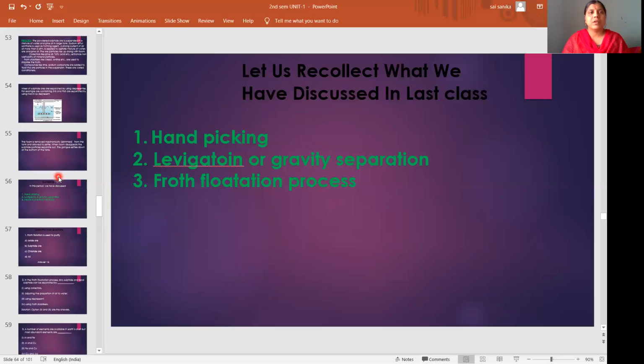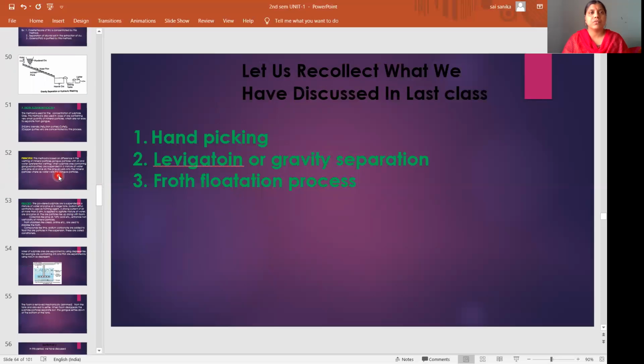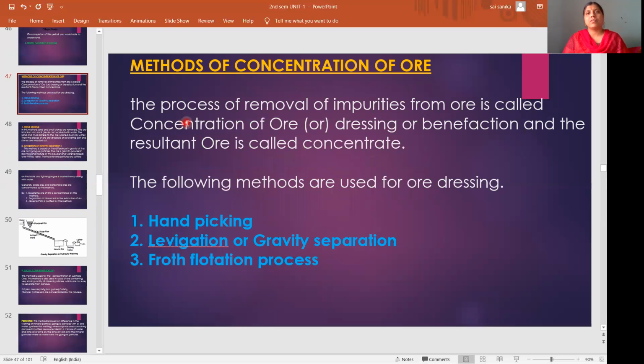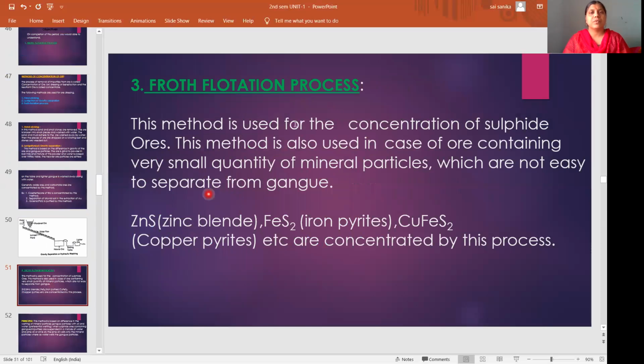This is one of the methods of concentration of ore. So what is meant by concentration of ore? The process of removal of impurities from ore is called concentration of ore or dressing or benefaction, and the resultant ore is called concentrate ore. So these are the three methods used to concentrate the ore. Among these, this one is important and is in your syllabus. So we will see that flotation process.